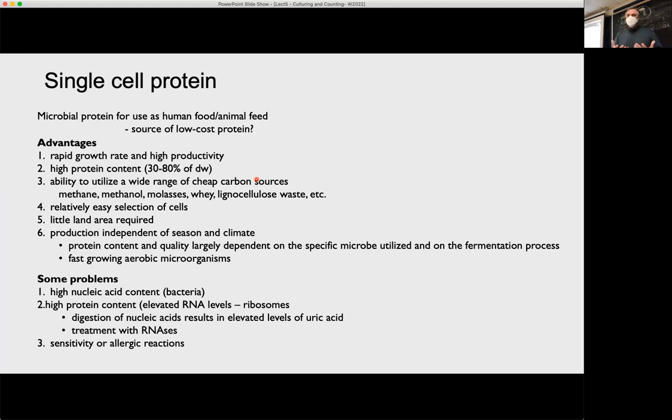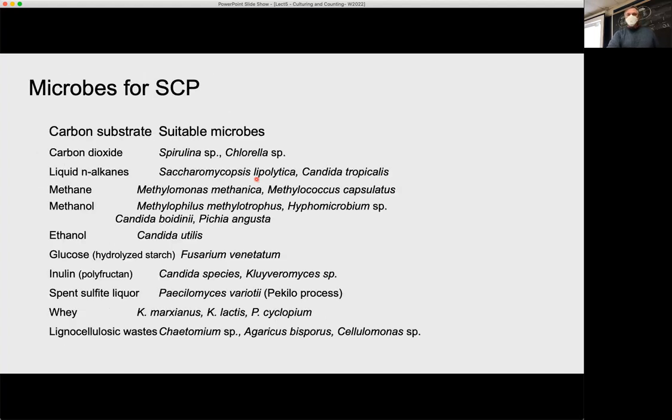So there's advantages to having single cell protein: high protein content, uses lots of different sources of carbon, including methanol, molasses, waste. You don't need much land, but it is kind of expensive to grow. You have to have clean media. Anyway, there are lots of bacteria in it, and it has a high protein content, which could be a problem with your urine. And some people are allergic to such things. Here are some organisms that are used for single cell protein. Spirulina, chlorella, and I just named a whole bunch of them. So if you want something with a lot of carbon dioxide, that's what you use. If you want something with alkanes, use Saccharomycopsis lipolytica. You don't have to know these names. I'm just sharing them with you, that there's all these things that you can use.